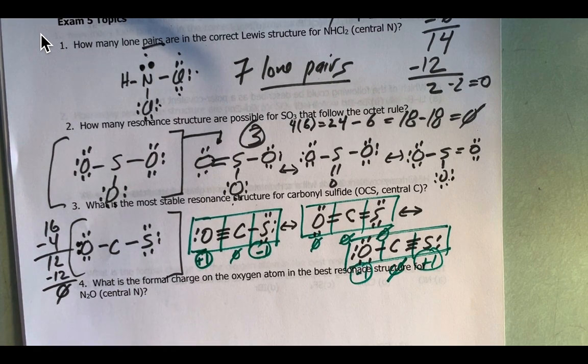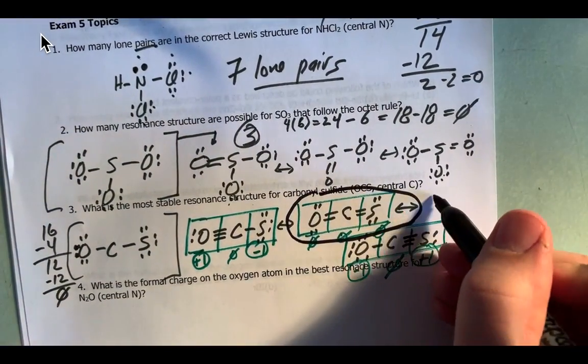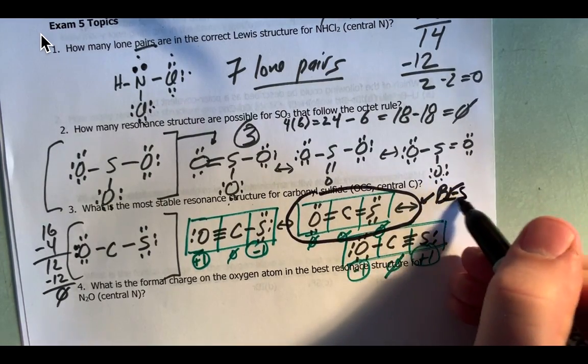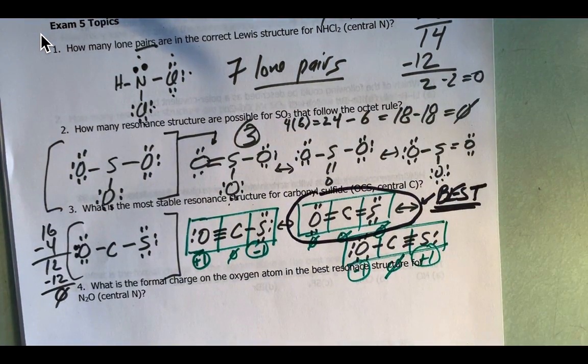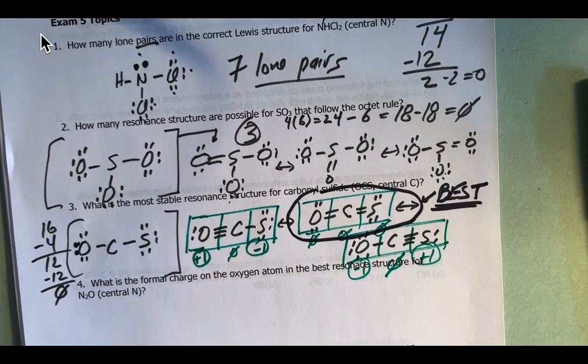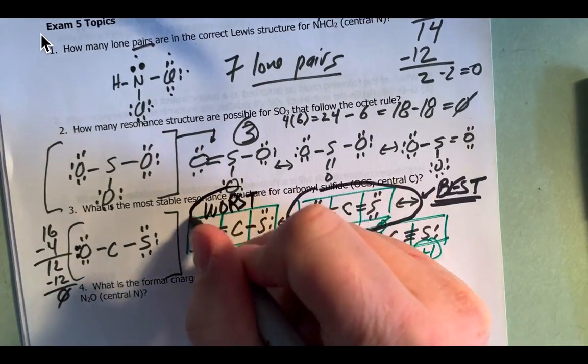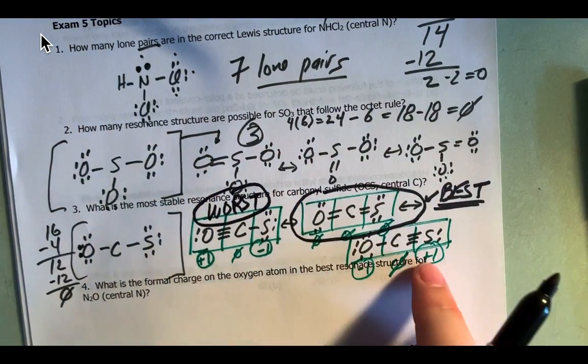And you should remember, if we can generate a structure that has no formal charge, that's the best. The best one has a double bond to the oxygen and a double bond to the sulfur. The worst one here would be this structure, because we put a positive charge on oxygen, and oxygen is an electronegative element that wants electrons, and then this one would be in the middle.